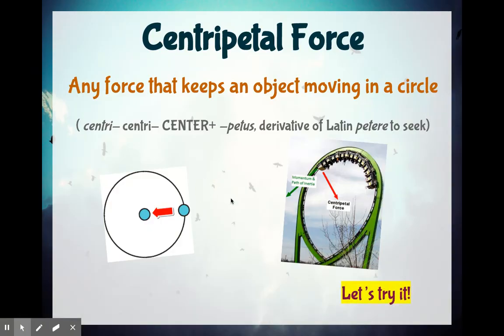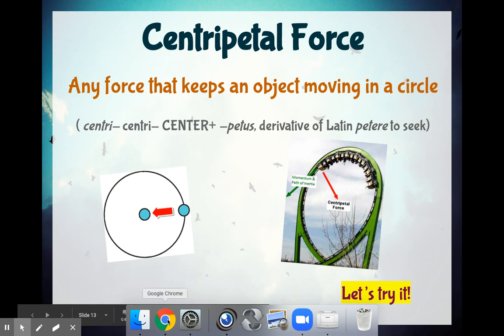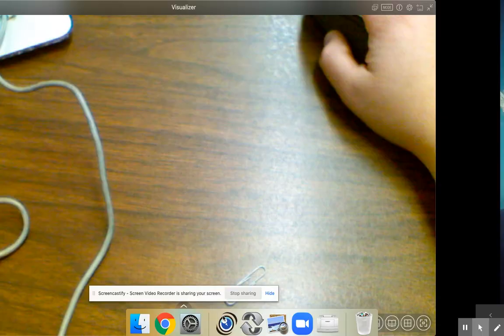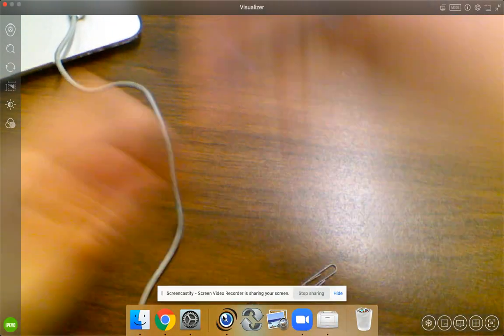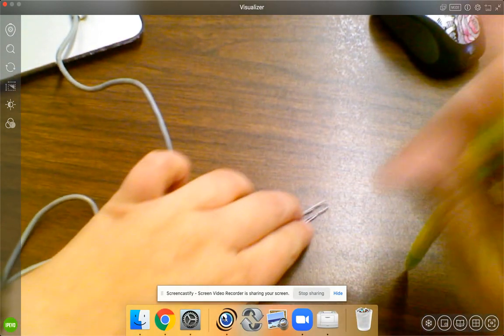So, continuing. This is where I don't know how well it's going to work. Centripetal force we can also show as something going in a circle. So usually I have this fuzzy dice that I whip around my head and then get going in a circle and then I let it go. Let's see if we can get it to go with a paper clip.